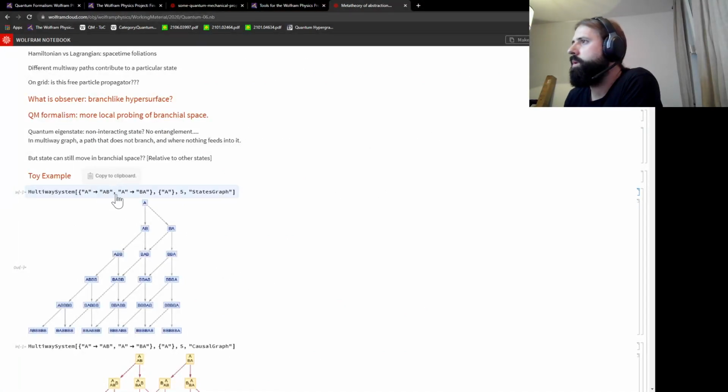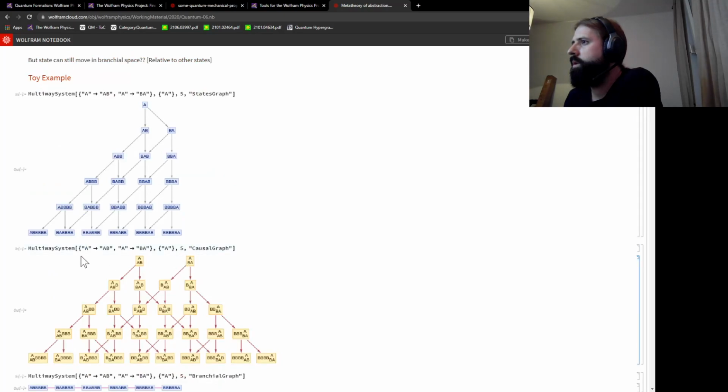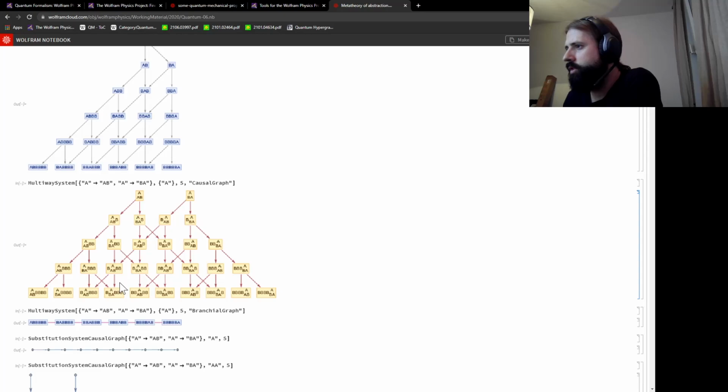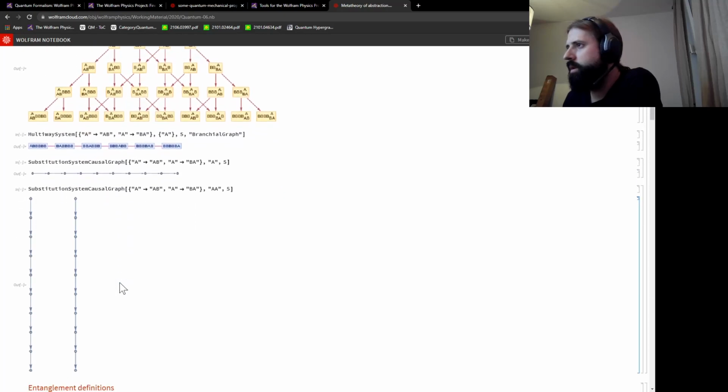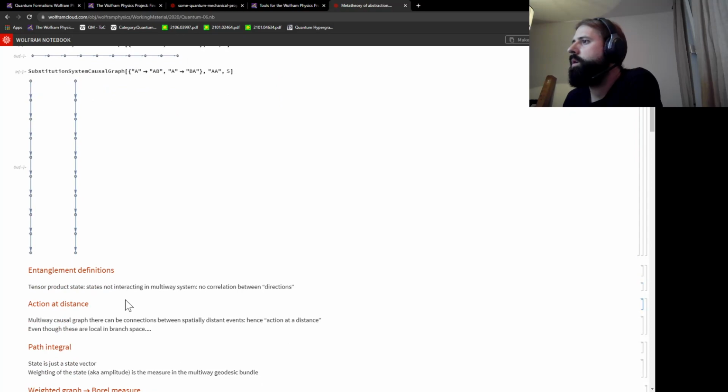For example, A, B, multi-way system, causal graph, branchial graph. Okay, entanglement definitions. Look at this. So tensor product states not interacting in multi-way system. No correlation between directions.